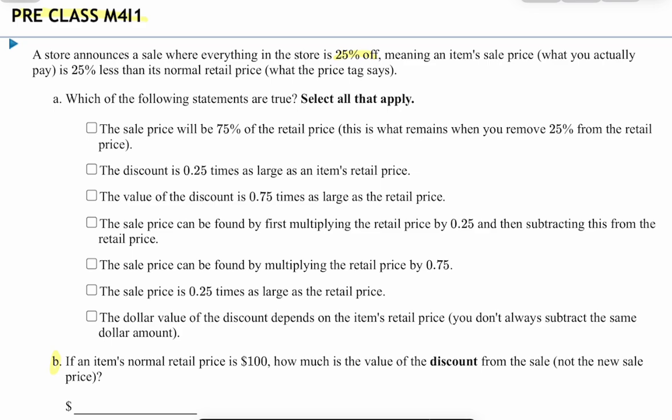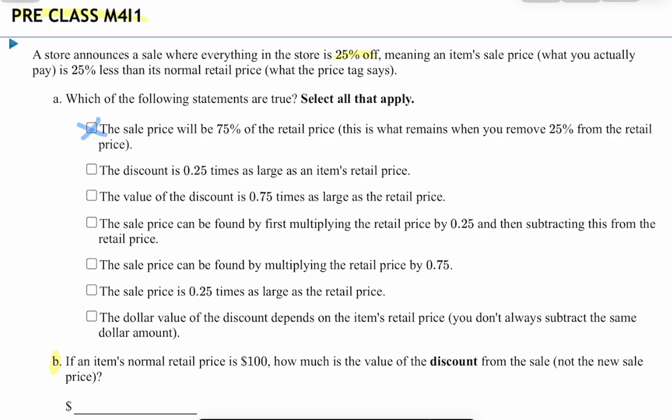It says a store announces a sale where everything in the store is 25% off, meaning an item's price, what you actually pay, is 25% less than its normal retail price, what the price tag says. So which of the following statements are true? Select all that apply. So let's go down the list here. It says the sale price will be 75% of the retail price. This is what remains when you remove 25% of the retail price. That is correct.